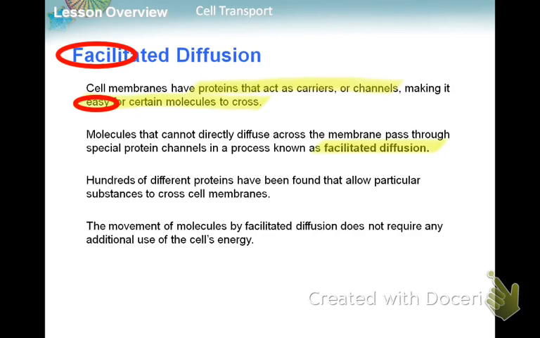There are hundreds of different proteins that allow substances to cross the cell membrane. And this also does not require any energy.